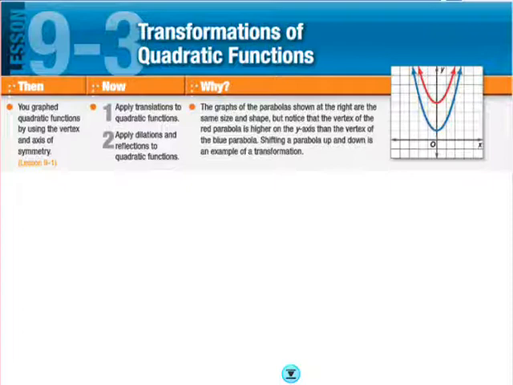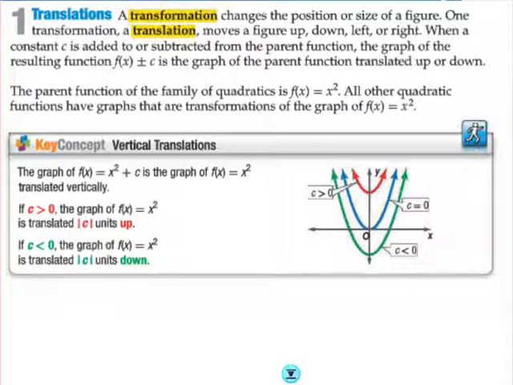So we'll see what that means. A transformation is oftentimes thought of in geometry, but it exists graphically also. A transformation changes the position or size of a figure. One transformation, which is called a translation, moves a figure up, down, left, or right. When a constant c is added or subtracted from the parent function, the graph of the resulting function is the graph of the parent function after it's been translated.